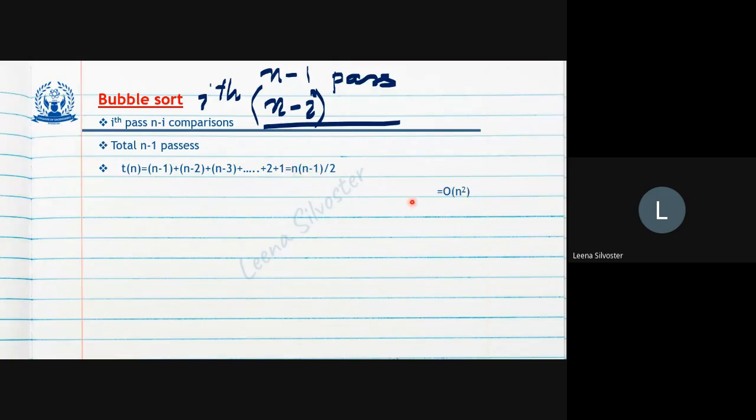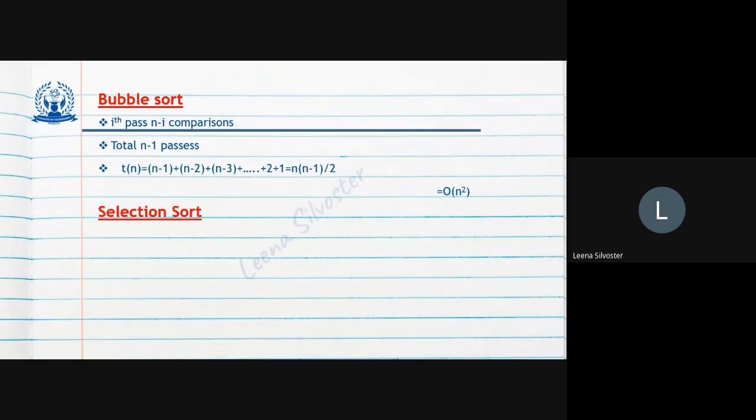So this can be written as order of n square, because we can ignore the other terms. Actually, n into n minus 1 divided by 2 means you will get n square minus n divided by 2. So we can neglect this constant term, also this n, because we are preferring the higher order term. So the order is n square. So for bubble sort, the order is n square.